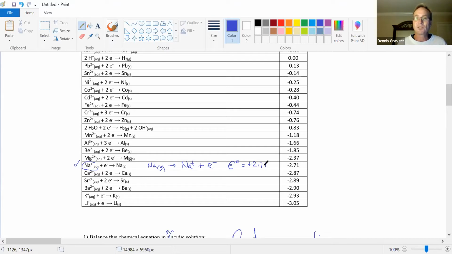That's a pretty large voltage. That's a very spontaneous reaction as written this way. And what's happening to sodium? We just said it's releasing electrons. It's losing electrons. It's being oxidized. If it's being oxidized, what kind of agent is it? It's a reducing agent.